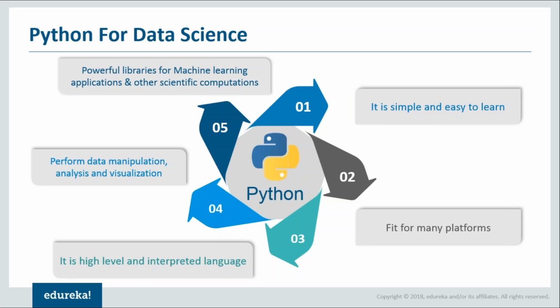And finally, Python comes with powerful libraries for machine learning applications and other scientific computations. So using Python, you can perform various machine learning algorithms with small and easy syntax, and you can gain insights based on the data. So this was all about Python and why you should actually use Python for data science.